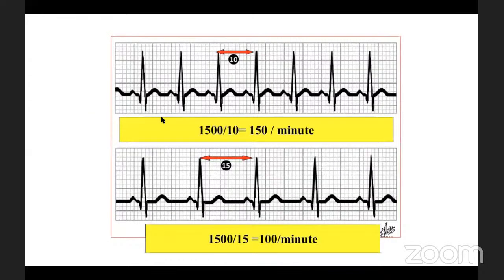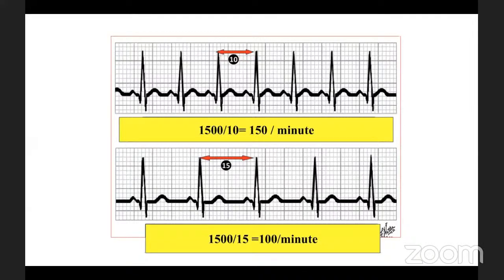أوكي طيب الحين هذه محطين لنا بهذه الصورة واضحة. السمول سكويرز اللي في الصورة الأولى 10. أوكي لو عديناها 1 2 3 4 5 6 7 8 9 10. so إيش أسوي؟ أخذ 1500 أقسمها على 10. أوكي راح يطلع لي 150 beats per minute.